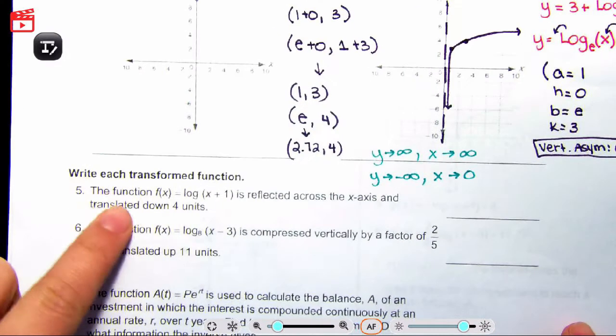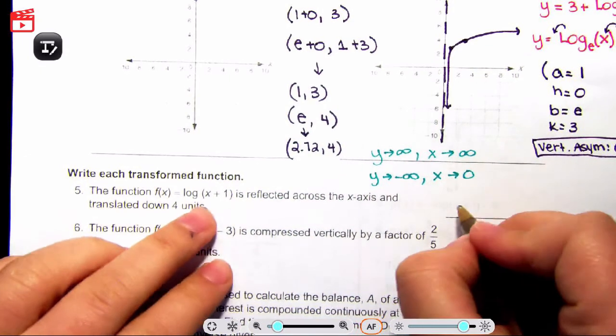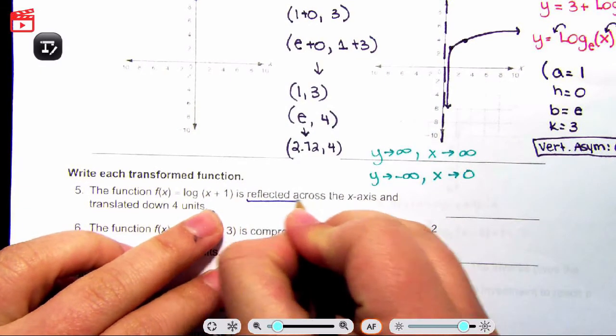The function, let's do this one here real quick. The function f of x equals log of x plus 1 is reflected across the x-axis and translated 4 units down. So how would we write that equation? Well, think back. If it's outside the bubble, if it's outside the function, that means it is vertical, up, down. If you are multiplying, then you have a stretch or a compression. If you are inside the bubble, if you're inside the function, then you are horizontal and you're always doing the opposite. So in this case, here's our function, and we want to reflect it across the x-axis.